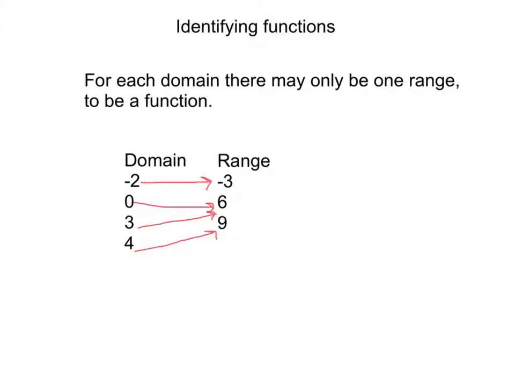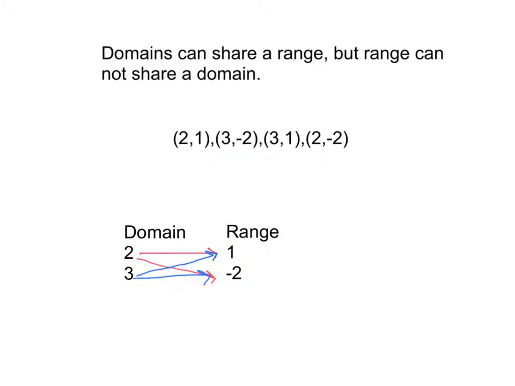The first thing we're going to look at is how to identify functions. So for each domain, there may only be one range in order for it to be a function. So we're looking at the domains right here. So we have -2 pairs up with -3. 0 and 3 pair up with 6, and 4 pairs up with 9. Domains can share a range, but range cannot share a domain.